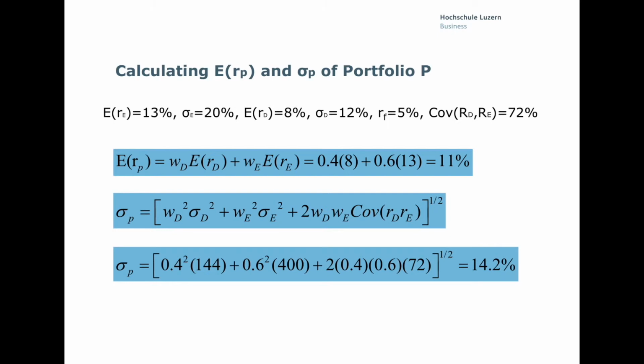Knowing the standard deviation, we can calculate the Sharpe ratio of portfolio P. Notice that this slope exceeds the slope of any of the other feasible portfolios that we have considered. It must be the slope with the best feasible capital allocation line.